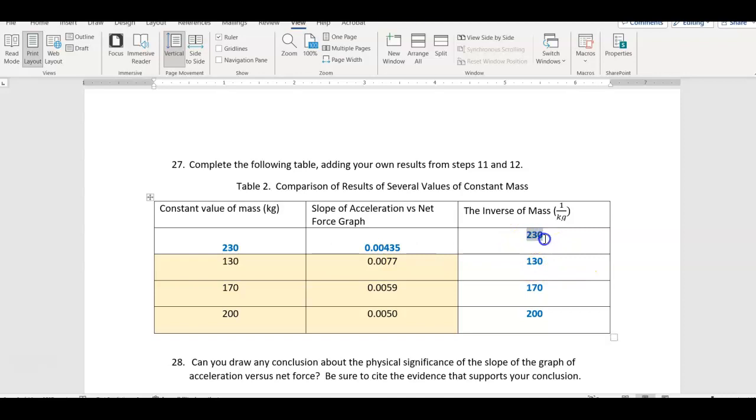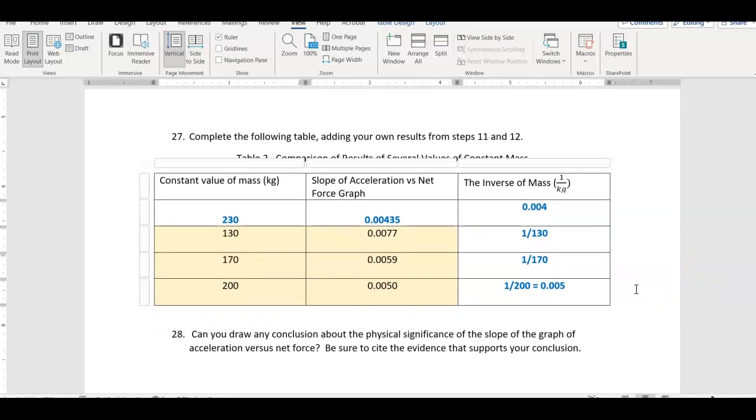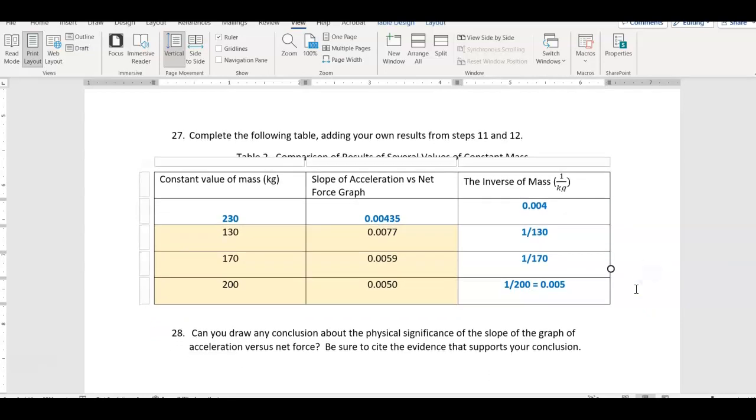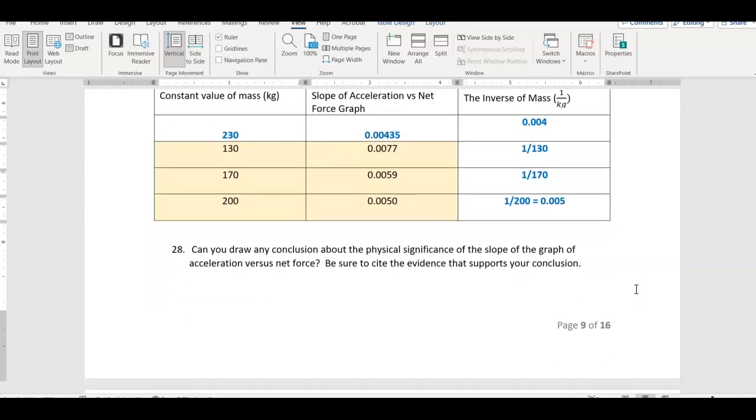Oh, my goodness. I don't have the right inverses here, but it would be 1 divided by 130. So whatever that is, you'll need to calculate it, okay? You would take the inverse of these things. 1 divided by 200 would be 0.005. Okay, so you'll fill out the rest of this table, and you'll see that the slopes of the graphs equal the inverses of the masses in every case.